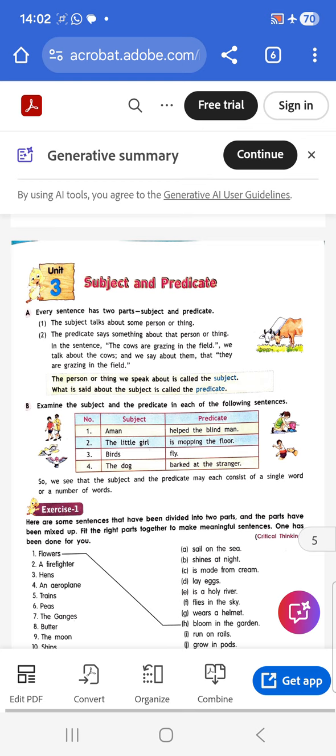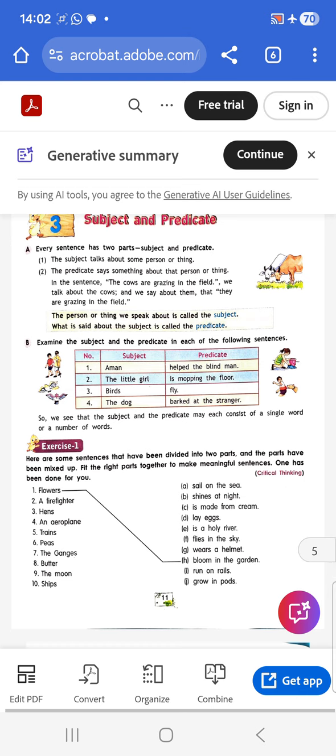Birds fly. Who is doing the work? Birds. And fly is the predicate part. The dog barked at the stranger. What are we talking about? Dog. So dog is the subject and barked at the stranger is the predicate part.